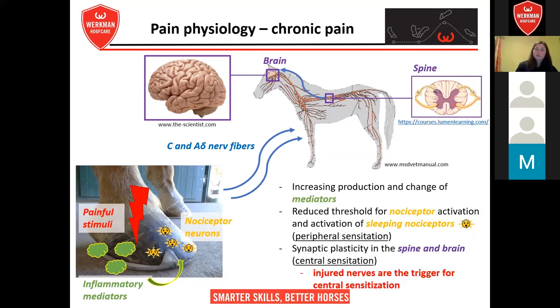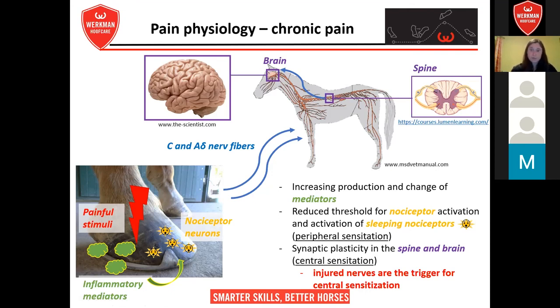But the problem is, if we have chronic pain, all these inflammatory mediators increase, they are more produced, and the pain receptors are not sleeping anymore. So usually in acute pain, not all pain receptors are active, just the ones which are really needed. And if you have chronic pain, all of a sudden, all the nociceptors react. Independent from the pain stimulus, they all are on. And also the brain and the spine become more sensitive. So that's why we have a kind of chronic pain syndrome.